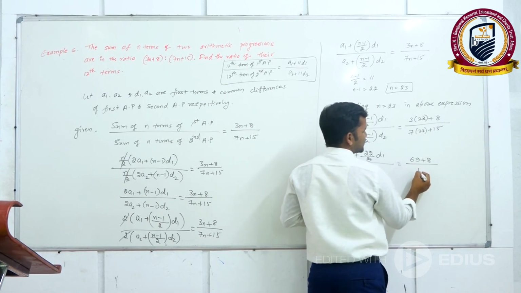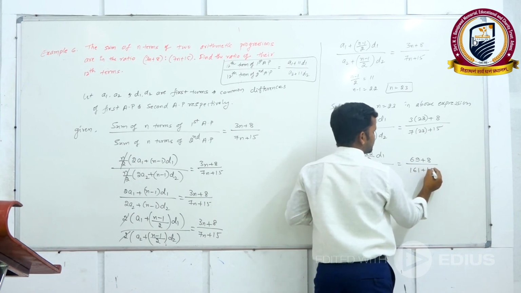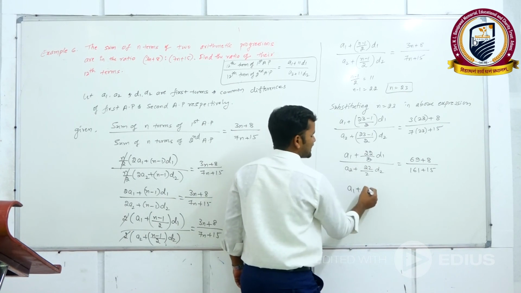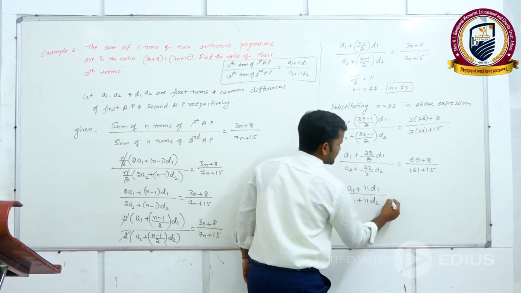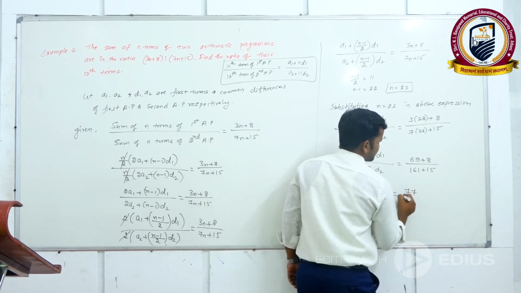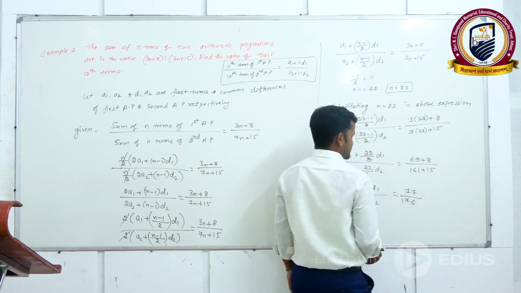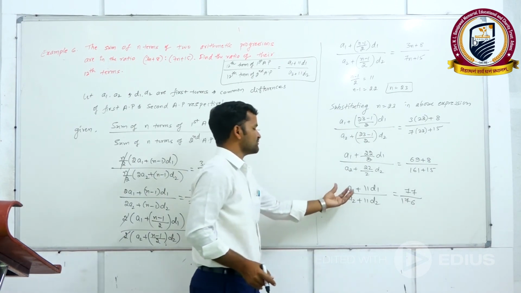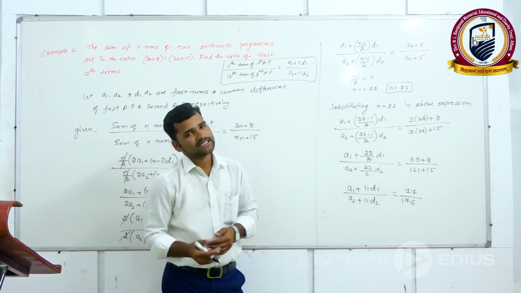7 threes are 21, 2 carry, 7 twos are 14, 16, so 161 plus 15 is 176. We have a1 plus 11d1 by a2 plus 11d2, which is equal to 69 plus 8, 77, divided by 176. Therefore, this is nothing but the 12th term of the first AP and this one is nothing but the 12th term of the second AP.